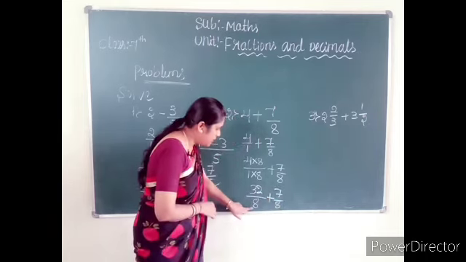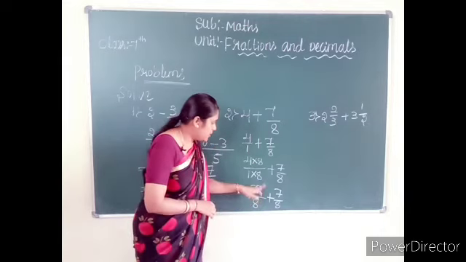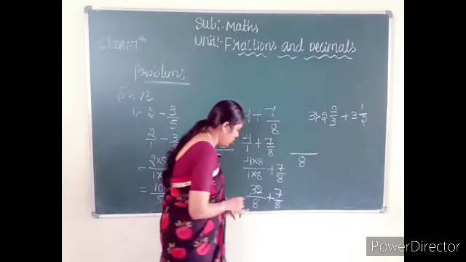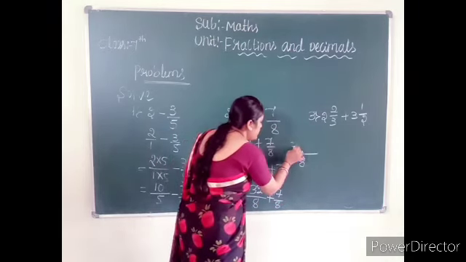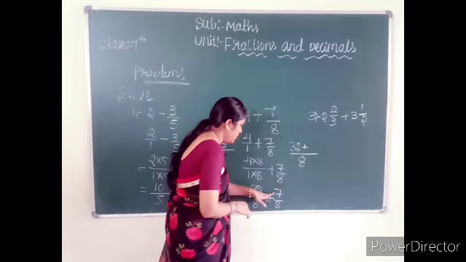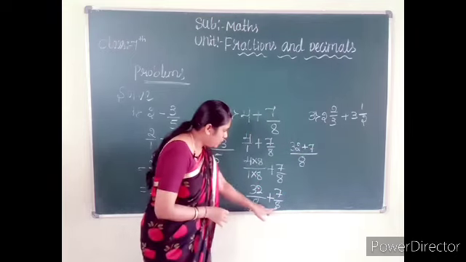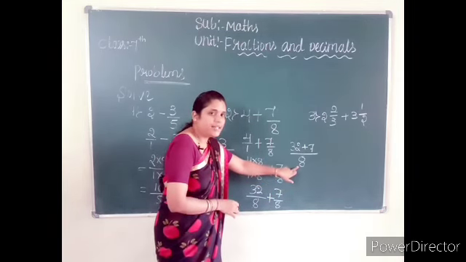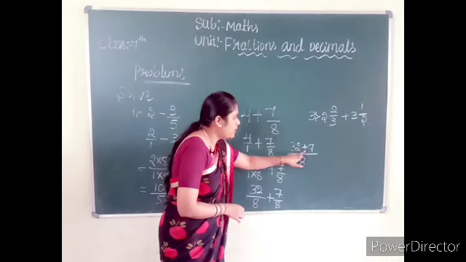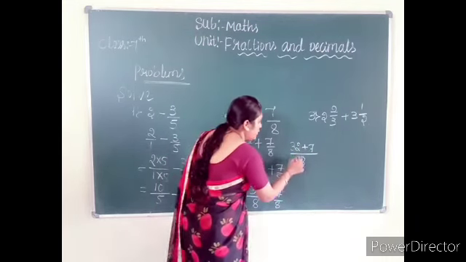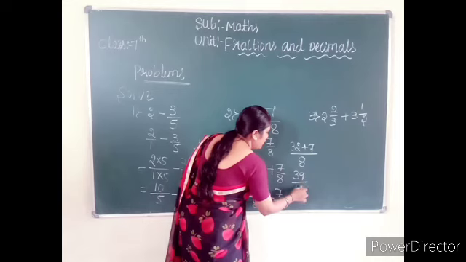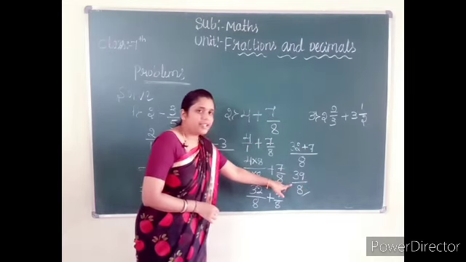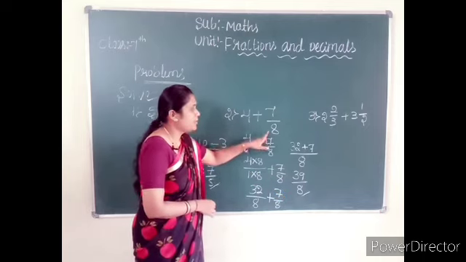So 4 into 8 by 1 into 8 plus 7 by 8. 4 8s are 32 divided by 1 8 is 8, plus 7 by 8. So look here students, the denominator is same. That means these are like fractions. So LCM is 8. We can write 32 as it is plus 7 because the denominator is same. So we take 8 as the common denominator, the LCM. We write 32 plus 7. 32 plus 7 is 39 divided by 8. So 39 by 8 is the simplified form of 4 plus 7 by 8.